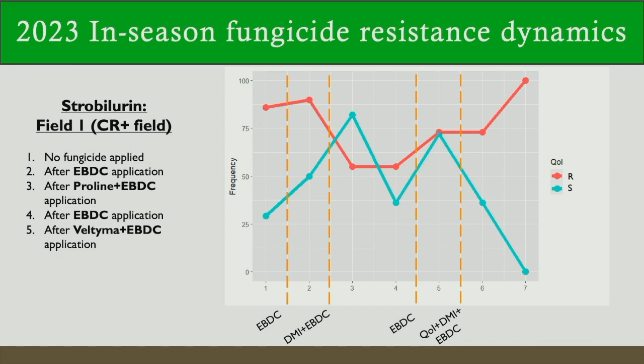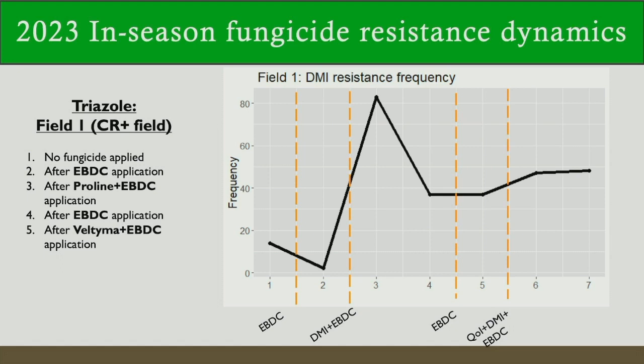quickly pivoting to trizol resistance across that same field, we see a big spike in trizol resistance for this particular field right after we apply a trizol. So a DMI-EBDC combination goes on and you get a big spike in trizol resistance. That tapers off throughout the year to almost a 50-50 ratio again before slowly trending up, and then following the last DMI application on this field, you get a little spike there.